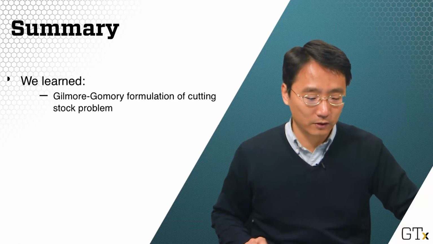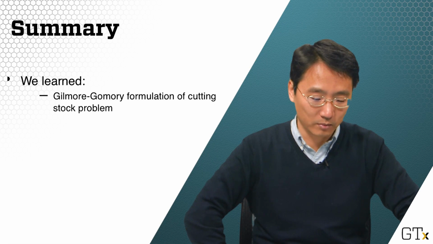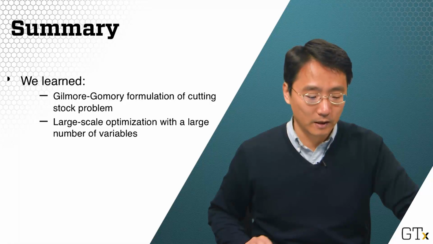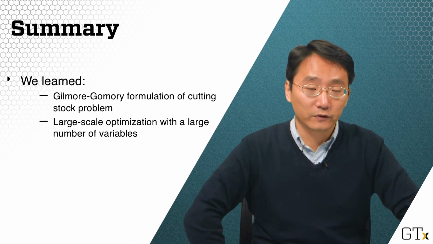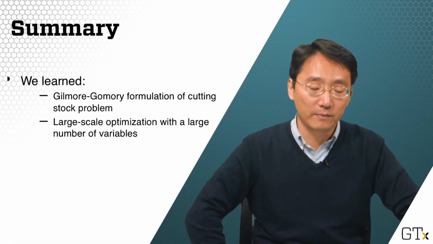So let's summarize. We learned the so-called Gilmore-Gomory formulation of the cutting stock problem. It's a very interesting way to formulate this problem. And we've seen for the first time a large-scale optimization problem. Large scale means a large number of variables.